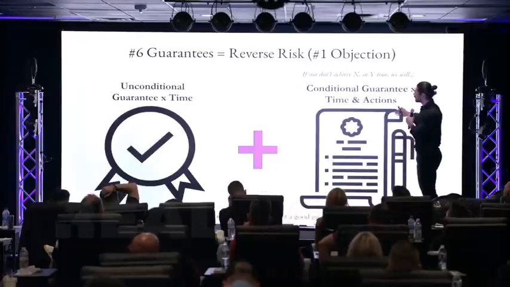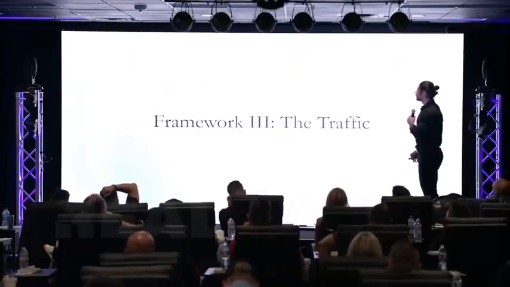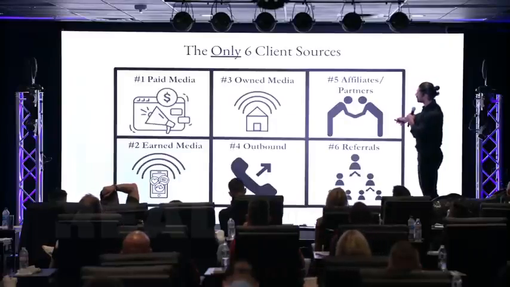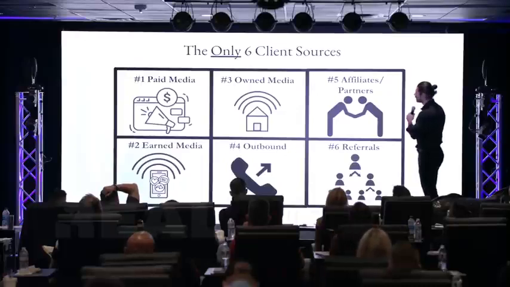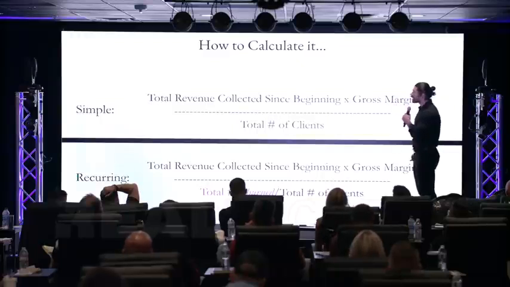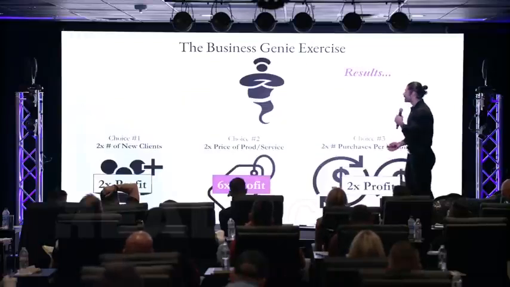There's the visuals for those. Scarcity, urgency, guarantees, magic naming formula, the traffic. We talked about this, the 6 different new client sources. Ba-boom, if you didn't get that picture earlier. And then make them worth more. That's the equation that we use if you have a simple business or a recurring business, there's the equations to calculate it. And then you can always measure against that.